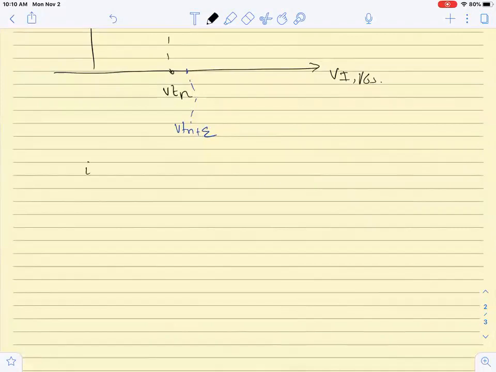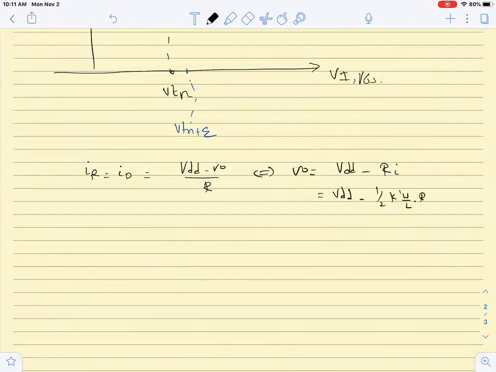So from IR equal to ID equal to VDD minus V out over R, we can find V out as VDD minus RI, which is equal to VDD minus half K prime W by L times R times VOV all squared. Okay, so this is region 2 continued.